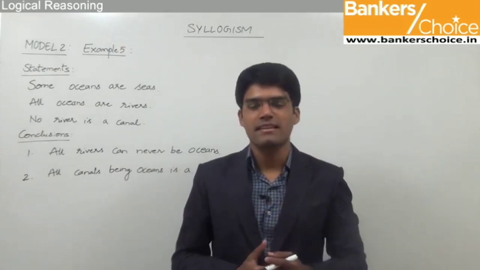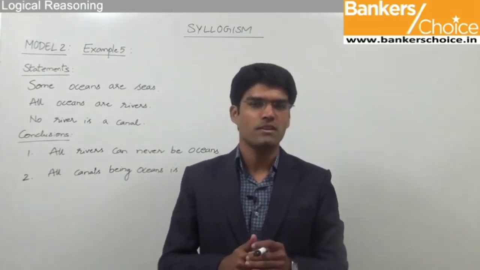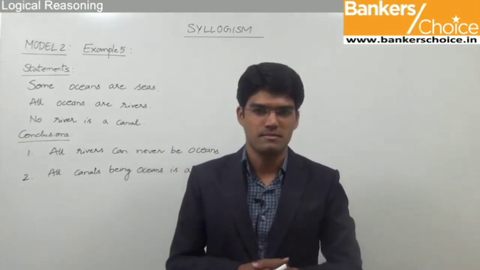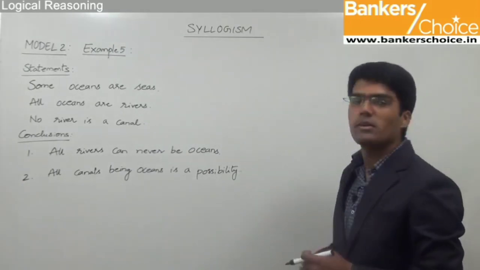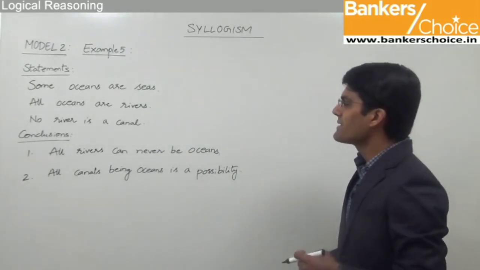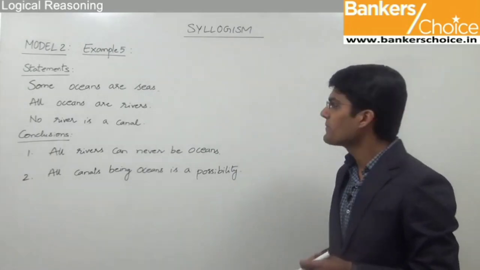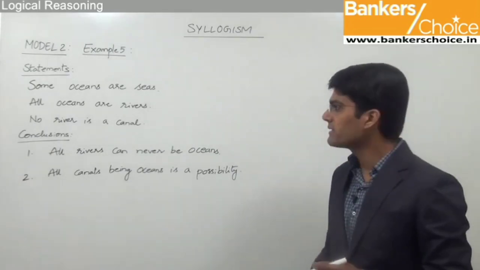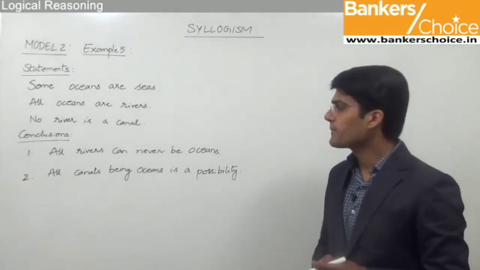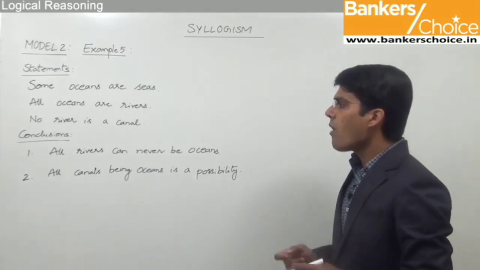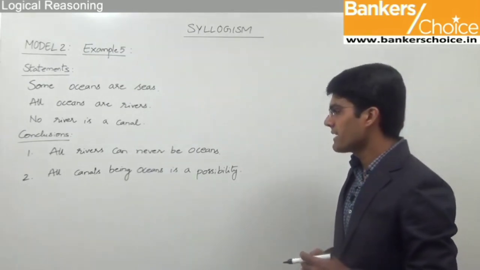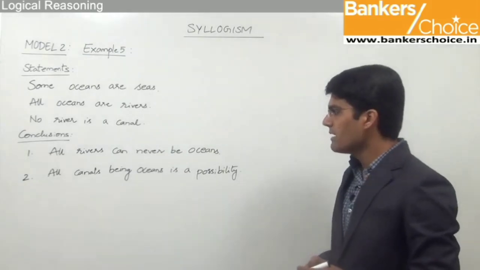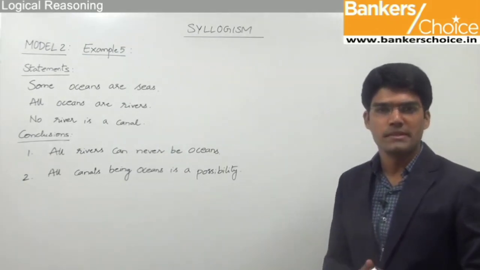Let us now discuss another example from the second model of syllogisms, which is based on various possibilities. As you can see here, we have three statements and two conclusions. The given statements are: some oceans are seas, all oceans are rivers, no river is a canal. And the two conclusions are: all rivers can never be oceans. And the second conclusion is: all canals being oceans is a possibility.